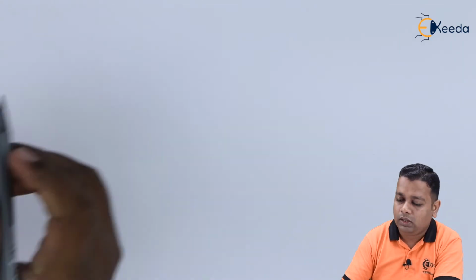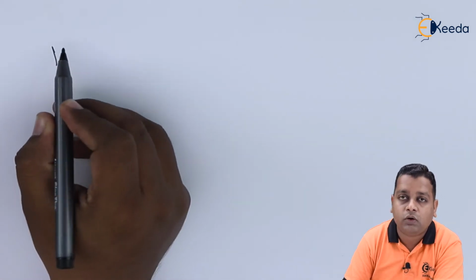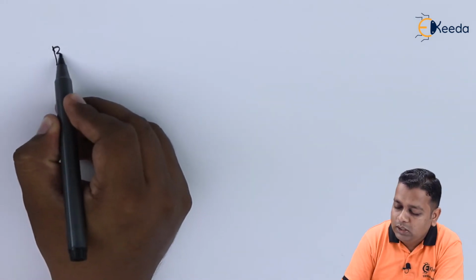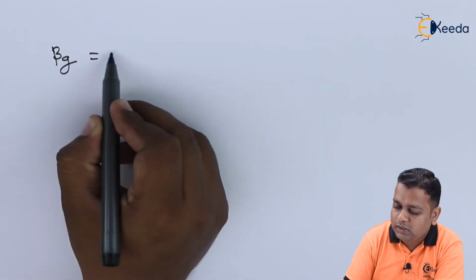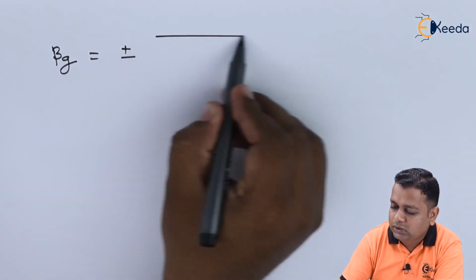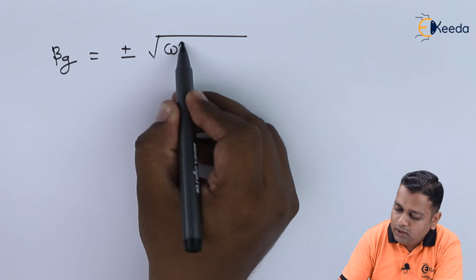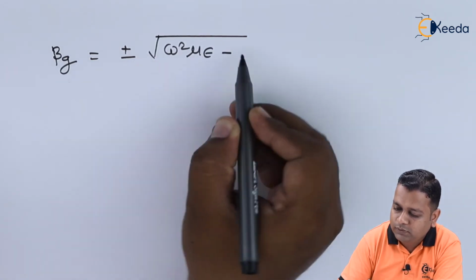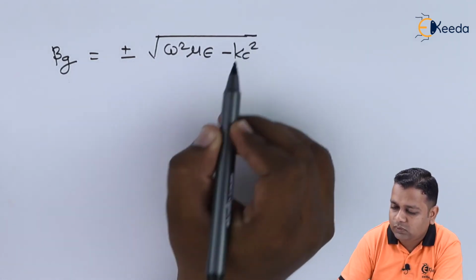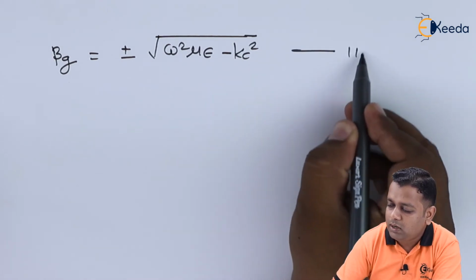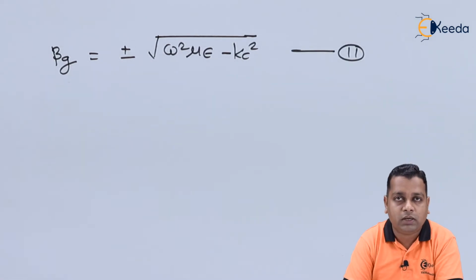Now if we treat the propagation to be of lossless type, the attenuation constant alpha is equal to 0. Therefore we can express, instead of gamma suffix g, only beta suffix g, and it is equal to plus minus square root of omega square mu epsilon minus kc square here. So let this be regarded as the next equation, equation number 11.